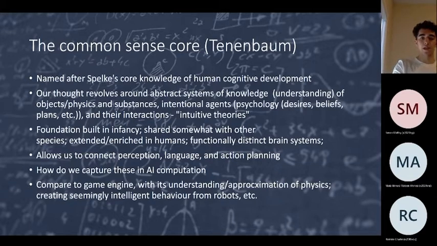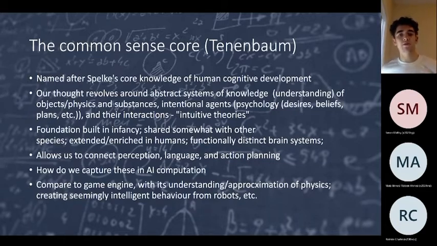This foundational understanding of physics and substances and psychology allows us to connect the perception of the world, just pure sensation and whatever kind of processing, to language and abstract reasoning, and then motor outputs and action planning. So again, Tenenbaum poses, how do we capture these kinds of things in AI computation? And that's essentially his whole research mission, as I understand it.